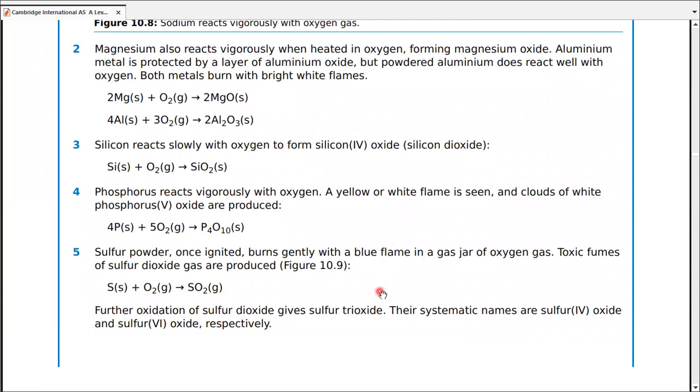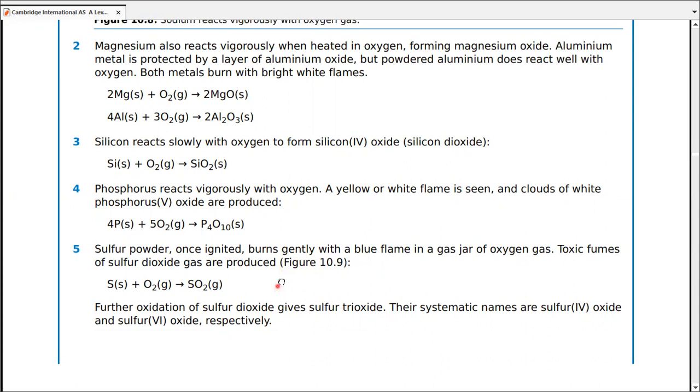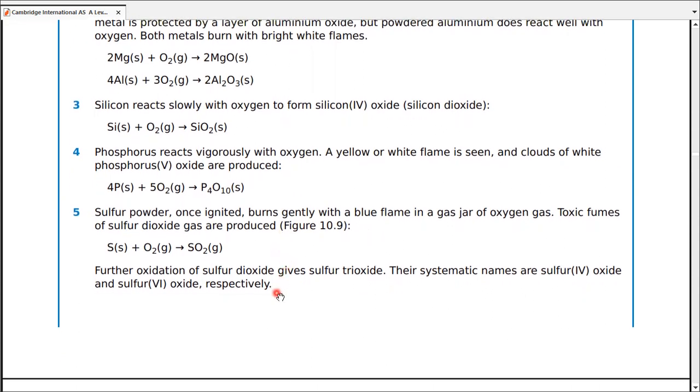Okay, moving on. Silicon reacts with oxygen to form silicon(IV) oxide. We don't usually go with any kind of adjectives or colors for that reaction, so let's stick to that. Phosphorus next is reacting vigorously with oxygen. A yellow or white flame is seen. Clouds of white phosphorus(V) oxide are produced. Phosphorus(V) oxide is given as P4O10 or P2O5. To be true, it can exist as a dimer, so P2O5 can really be written as P4O10.